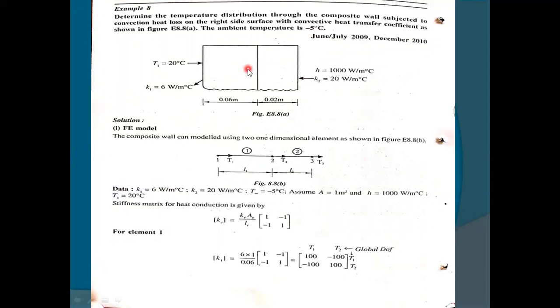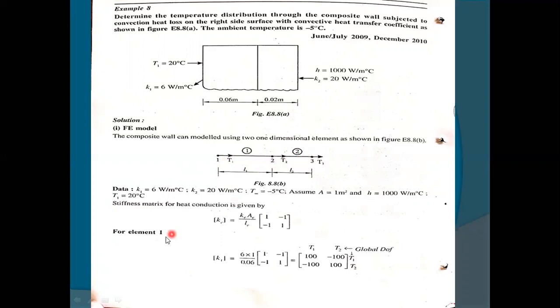Now we are converting the given problem into an FEM model. Since it has two elements, we will get three nodes: node 1, node 2, node 3, with T1 at node 1, T2 at node 2, T3 at node 3. So 1 to 2 is element 1, 2 to 3 is element 2, with lengths L1, L2. So this is the FEM model.